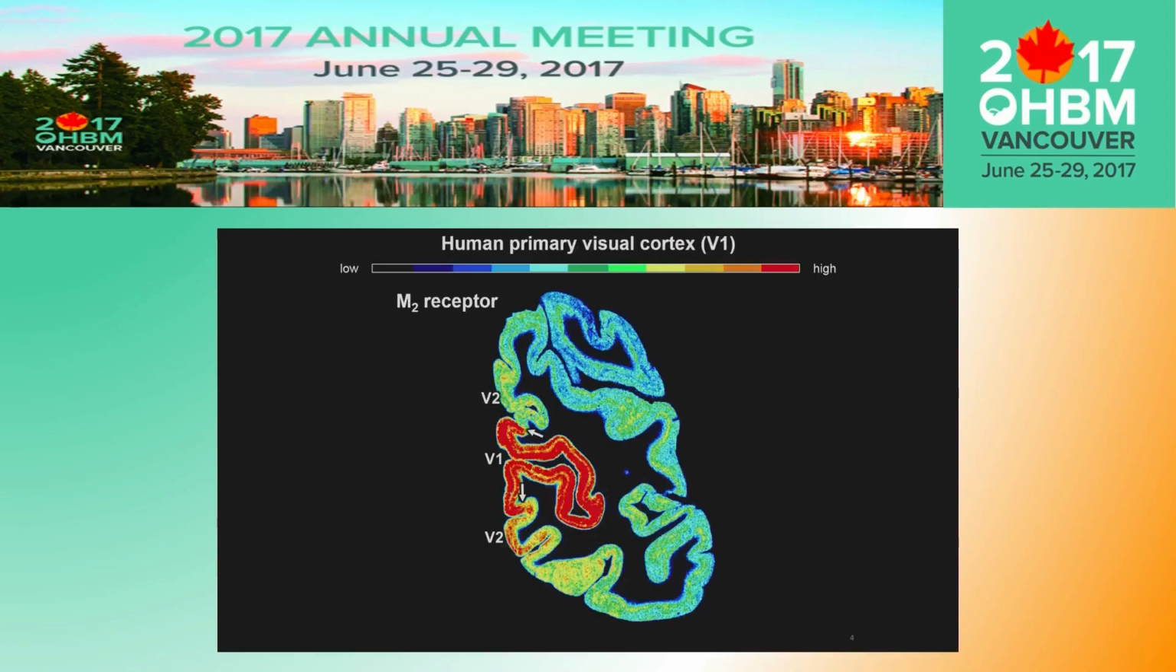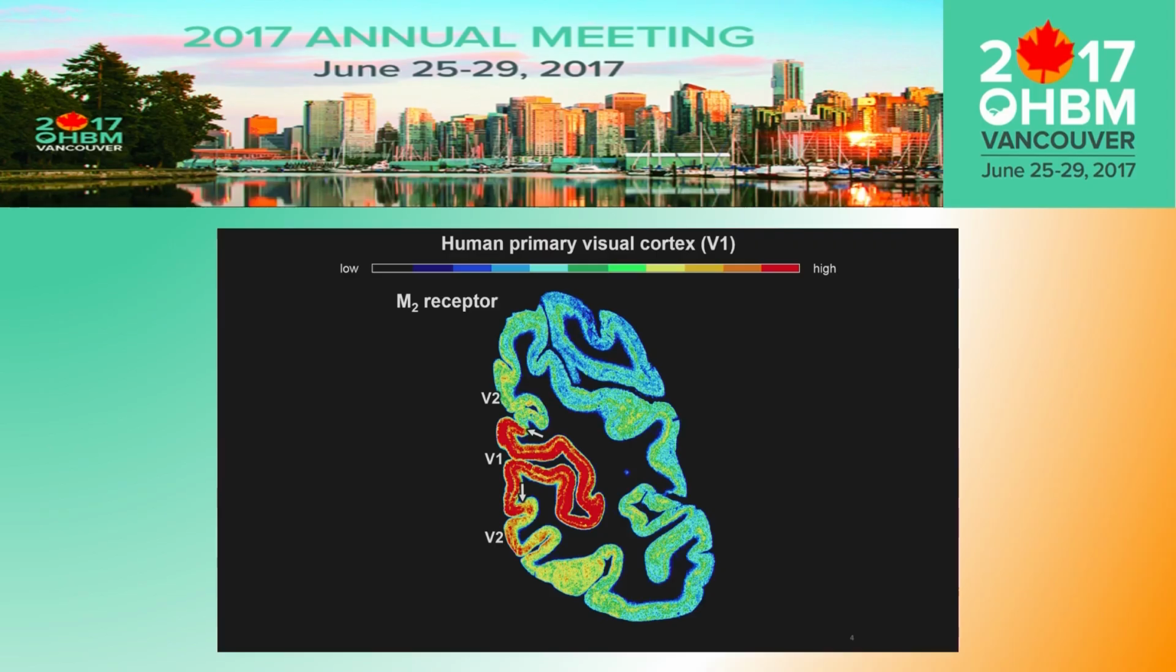This slide shows a coronal section through a human occipital pole, and the section has been labeled to visualize the muscarinic M2 receptors. Red codes for high receptor densities and blue tones for low densities. You can immediately see that the primary visual cortex stands out by its much higher M2 receptor density than the adjacent secondary visual cortex, V2, or any of the other cortical areas at this level of the brain.